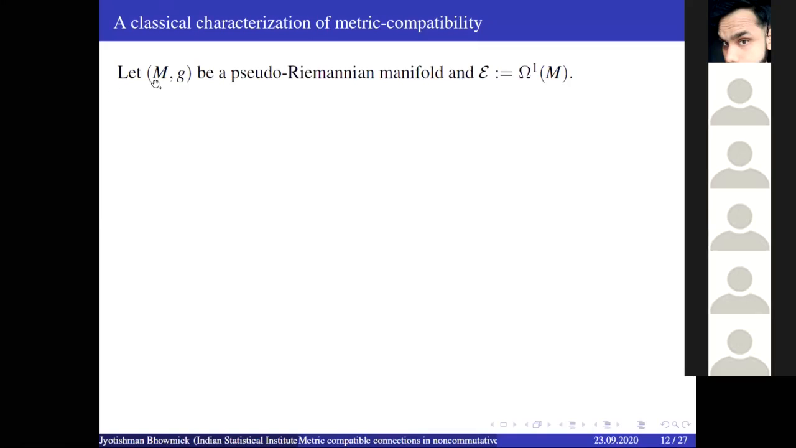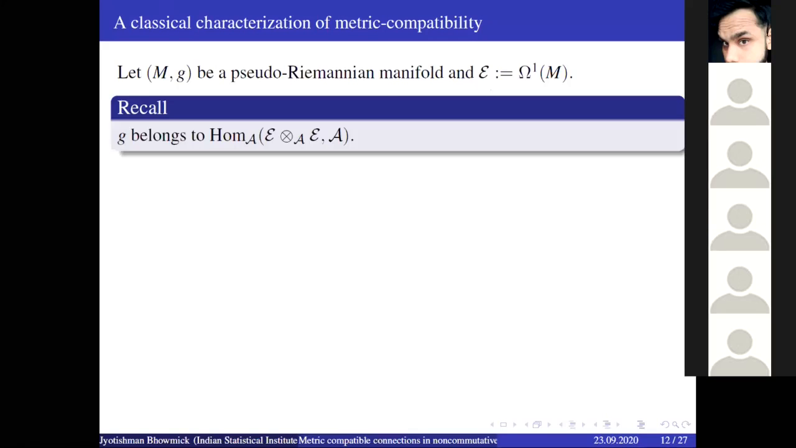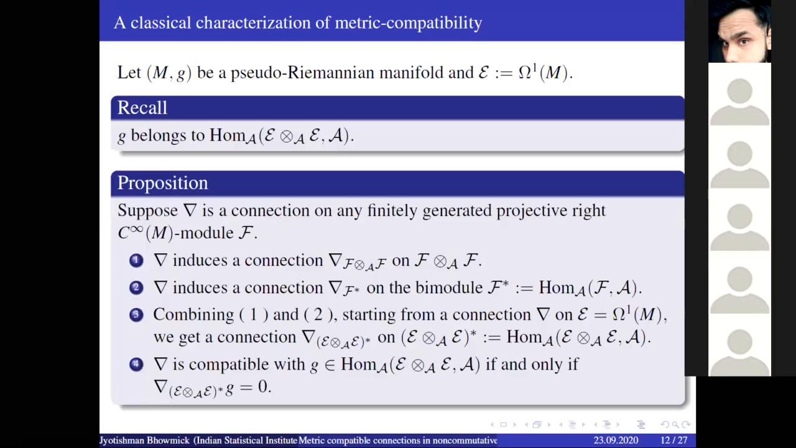I have a pseudo-Riemannian manifold, and I will denote the space of one forms by the symbol E. Remember that G is an element of E tensor E, a right A-linear map from E tensor E to A. I'm going to state a theorem which gives an alternative definition of metric compatibility.